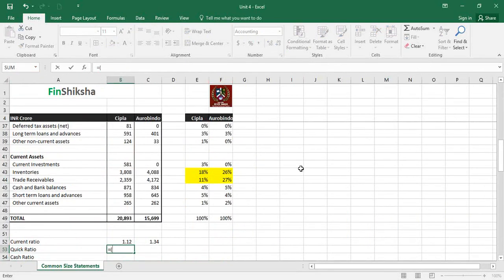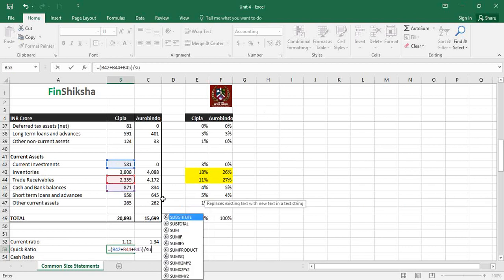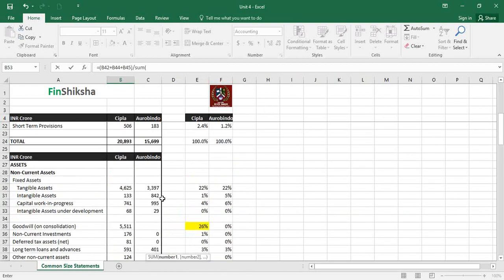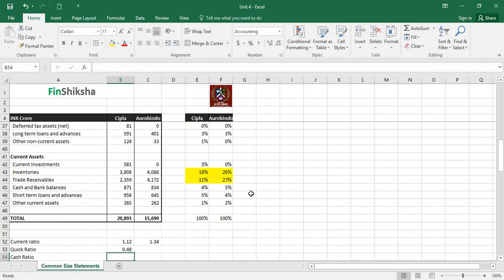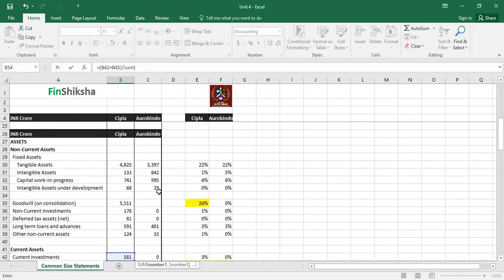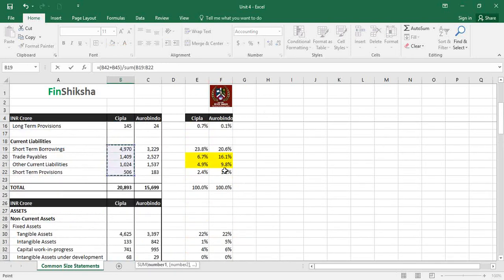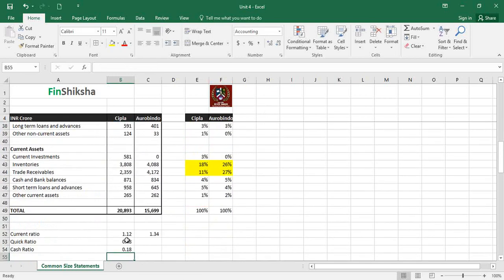Quick ratio is nothing but current investments, which is cash, plus trade receivables, plus cash and bank balances, divided by the sum of all current liabilities. We are only taking cash and cash equivalents and receivables. And cash ratio is nothing but current investments plus cash divided by the sum of all the current liabilities, right? We calculate this and we drag it to the right side.